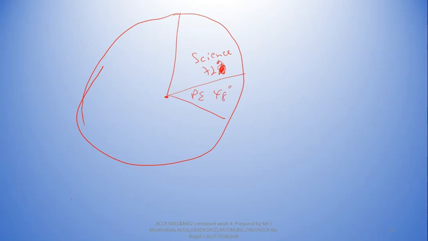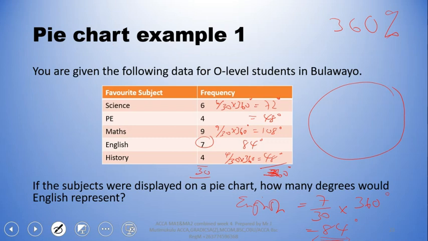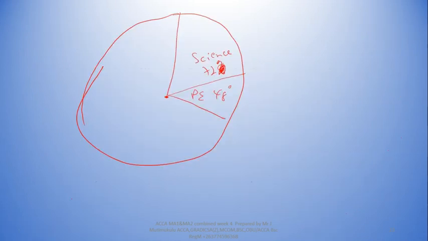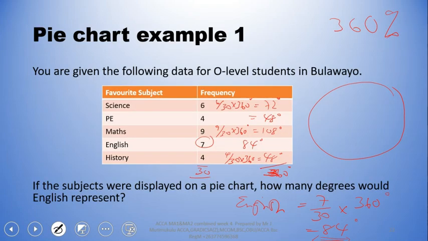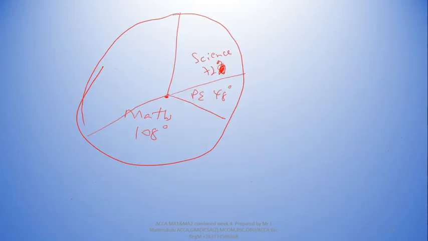And then that's math, 108, which is over 90 degrees, so it's almost like this. This is math. Let me just try to at least make it reasonable. Okay, that's for maths. And then we have to consider English, 84.